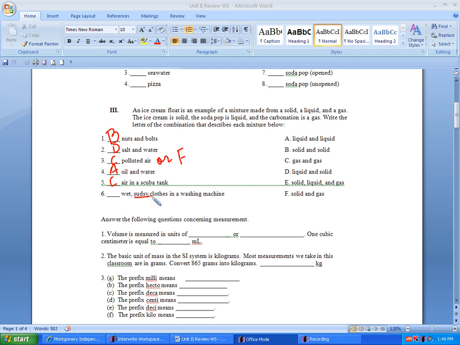Wet, sudsy clothes in a washing machine. Well, you have the liquid for the water. You have the bubbles, which is a gas. And then the clothing is a solid. So I said letter E.